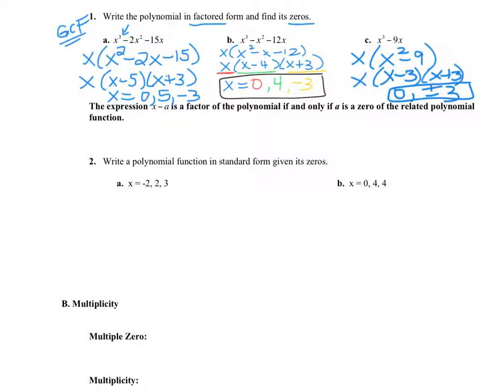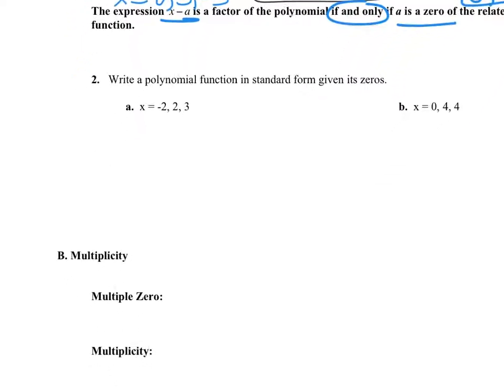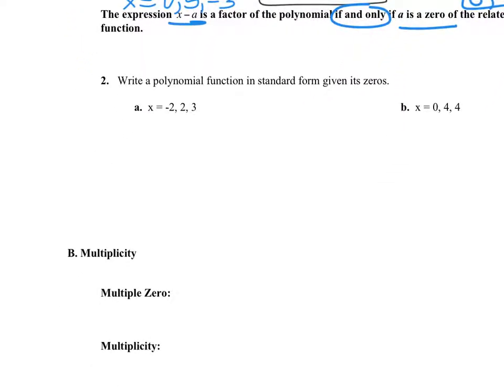And so it says here, if x minus a is a factor, then a is a 0, but there's an if and only if statement which says it actually goes both ways. So do you remember on your test the bonus question? Yeah, you had to work backwards, huh? That's what we're going to do here. All right, it says here, write the polynomial function in standard form given its zeros.